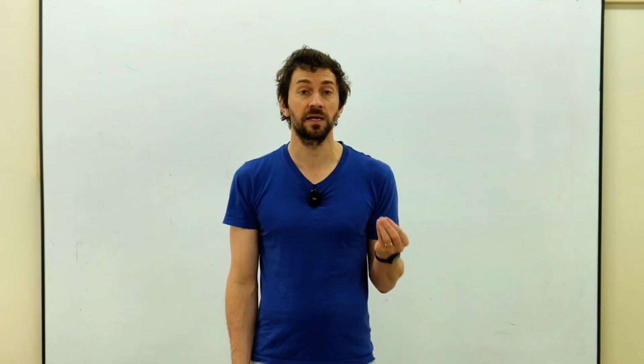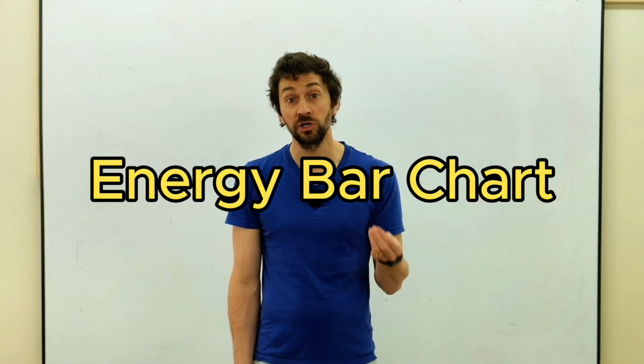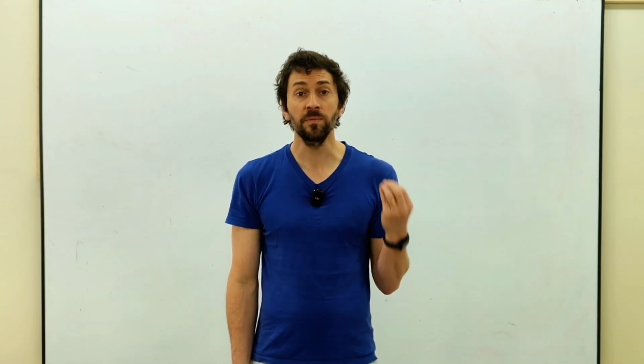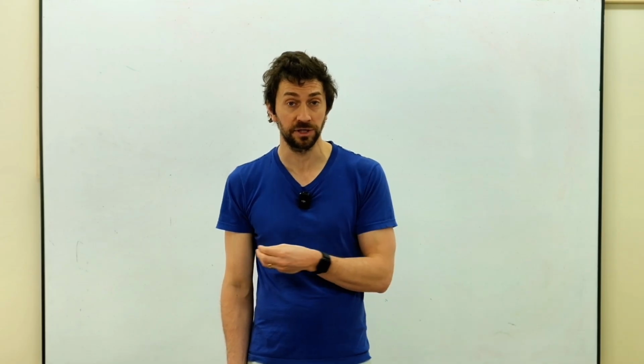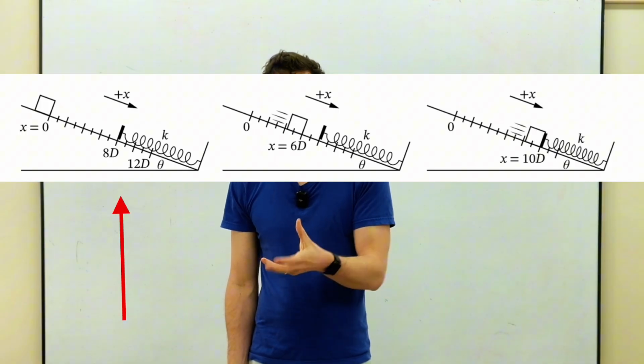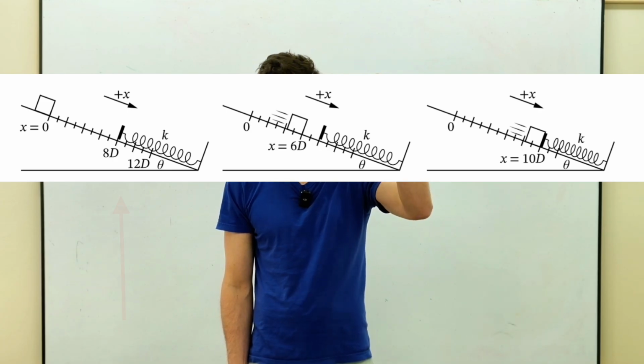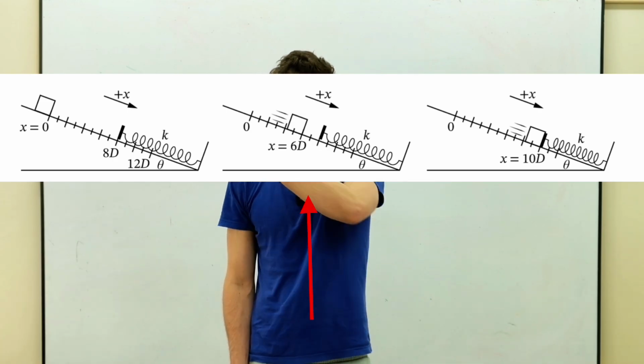But the key idea here is we need to do an energy bar chart, which is one type of representation. Here the block has different kinds of energy. At the beginning, it has no motion, it just has gravitational potential energy, and then it begins to move.